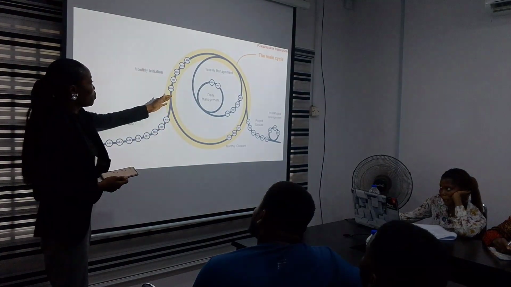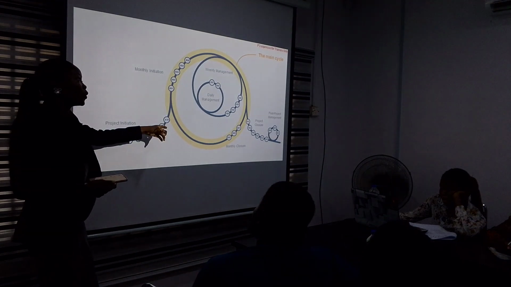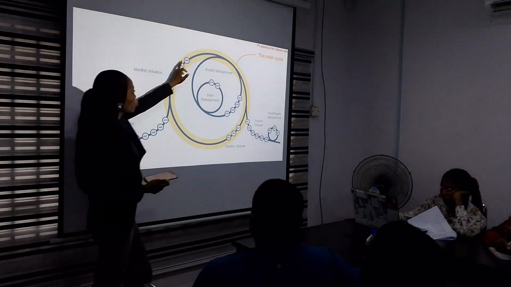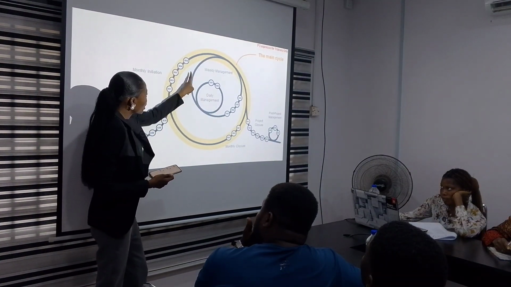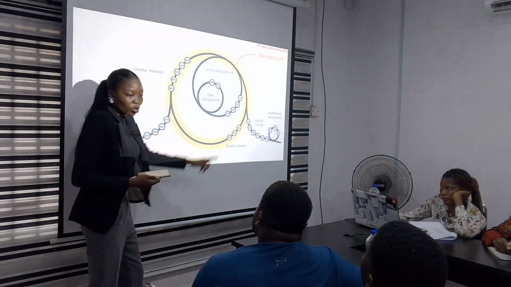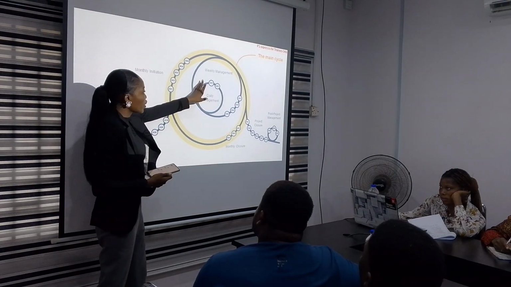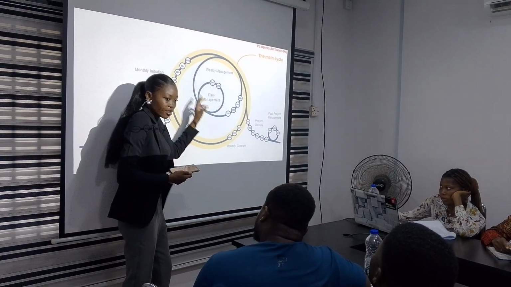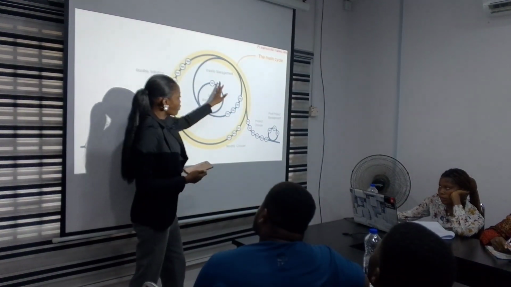Because it's continuous. So for monthly initiation, let's say your project is to be 6 months. So it means you would keep doing this cycle. That means these things every month for 6 months. So how many weeks do we have in 6 months? You keep doing this every week till the end of the project. Every day till the end.